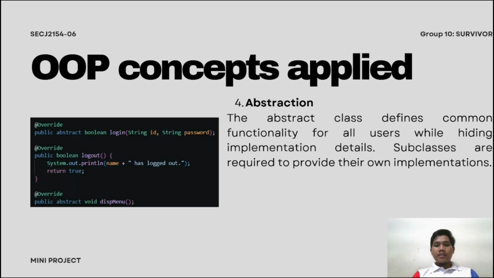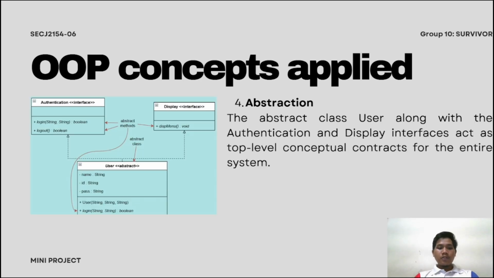So next is abstraction. The abstract class defines common functionality for all users while hiding implementation details. Subclasses are required to provide their own implementation. So we go to the user class diagram. As you can see here, the arrow is what we use for the abstract method. For authentication we use the login string and logout, for the display we use the menu, and for the user we use the login.